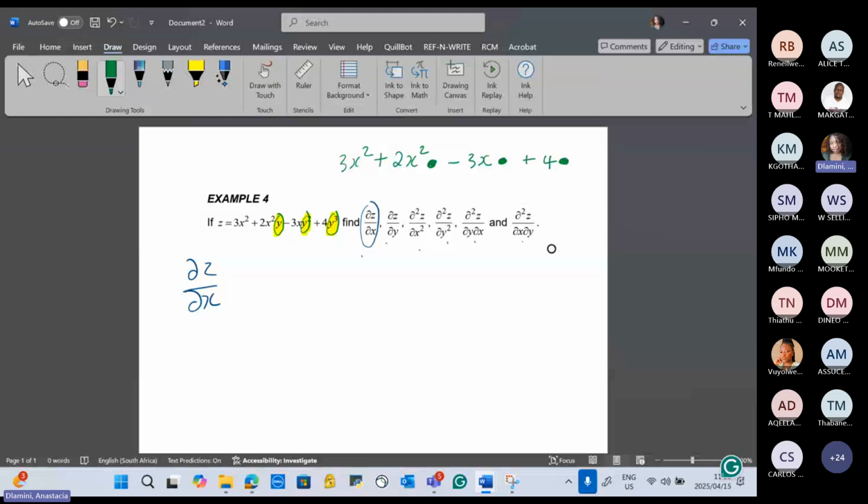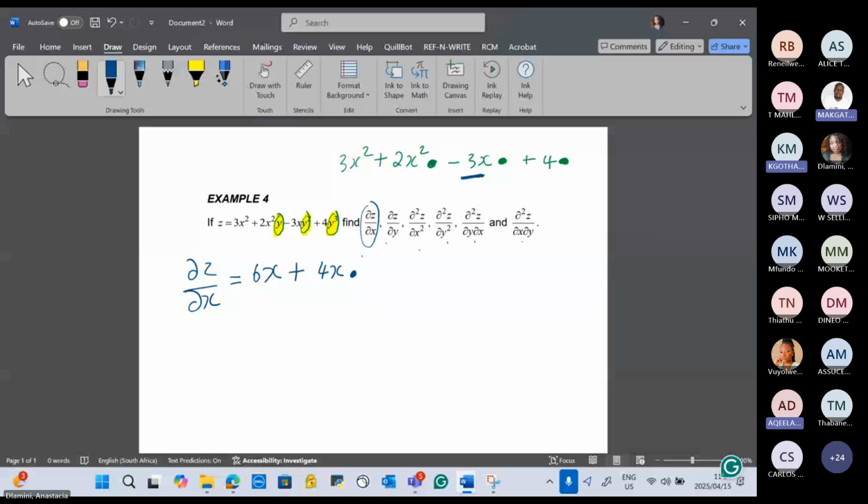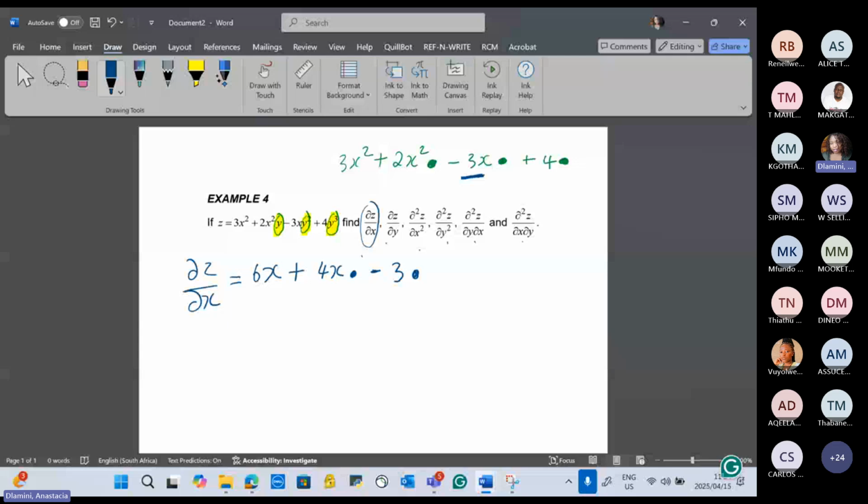So now the derivative of 3x squared is 6x. Are we all together? Now, the derivative of 2x squared is what? It's 4x. Do you see that? Come put the dot. Now, the derivative of minus 3x, what is it? It's minus 3. Come put the dot. Are we all together?